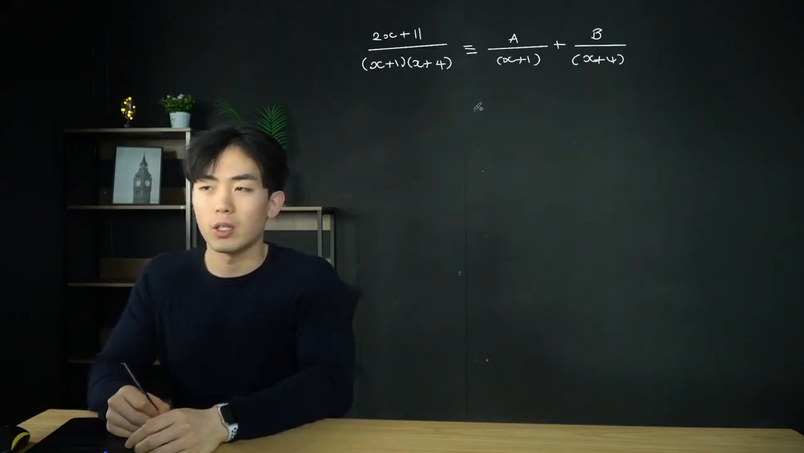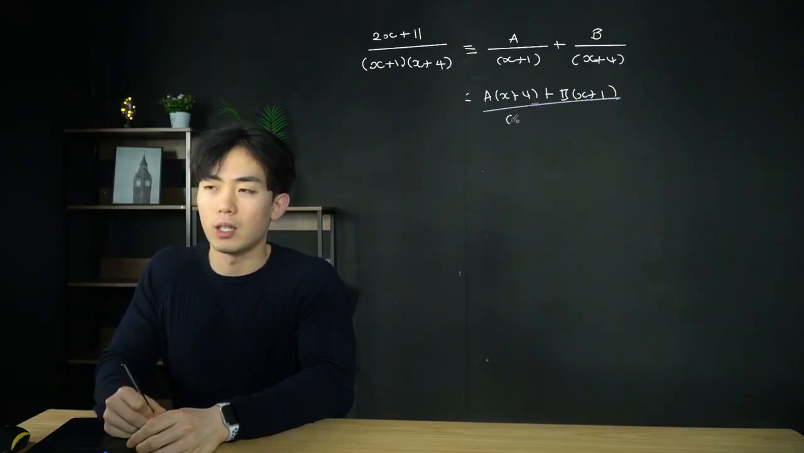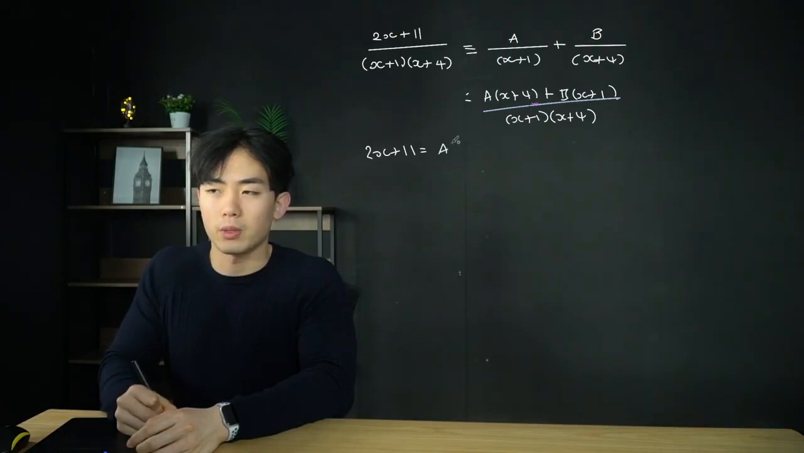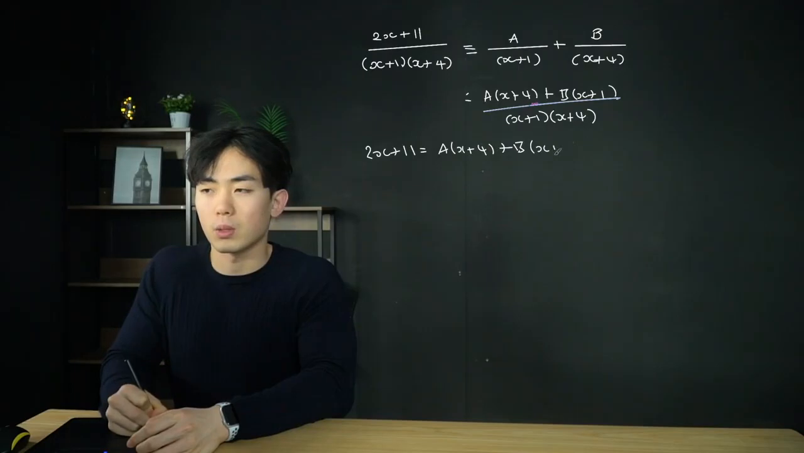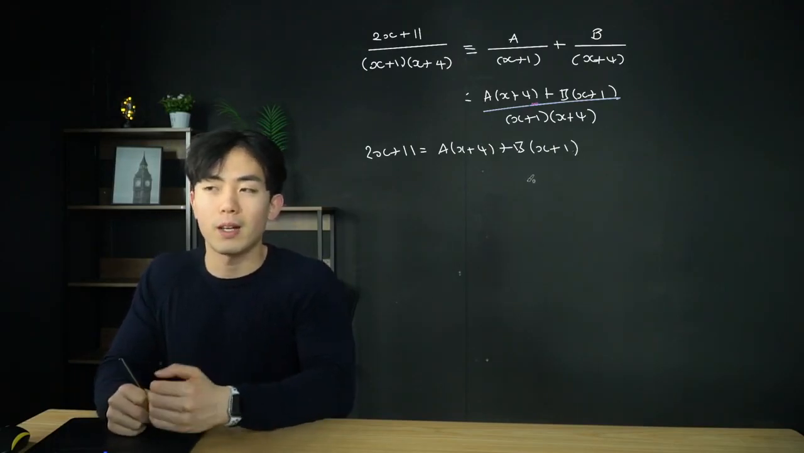Once again, we just have to combine it into one single fraction. So we have a(x + 4) + b(x + 1). As I said before, the method is exactly the same until we combine the fractions, like so, showing that the numerators are the same because the denominators are already the same. So a(x + 4) + b(x + 1). Up to this point, it's the same as using substitution, but now it's slightly different.